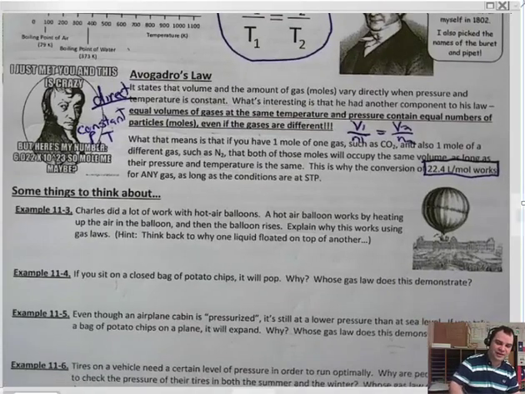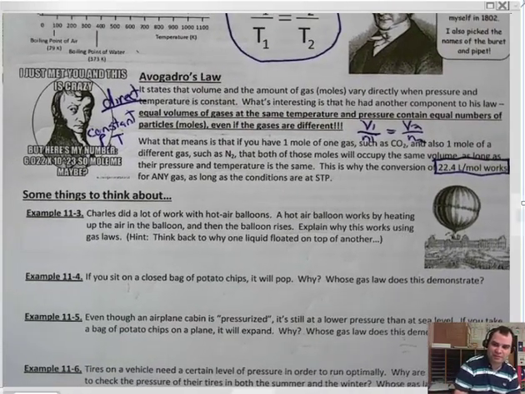Charles did a lot of work on hot air balloons. Hot air balloons work by heating up the air in the balloon, and then the balloon rises. I just said that before in the video. Explain why this works using gas laws. Think back to why one liquid floats on top of the other here.